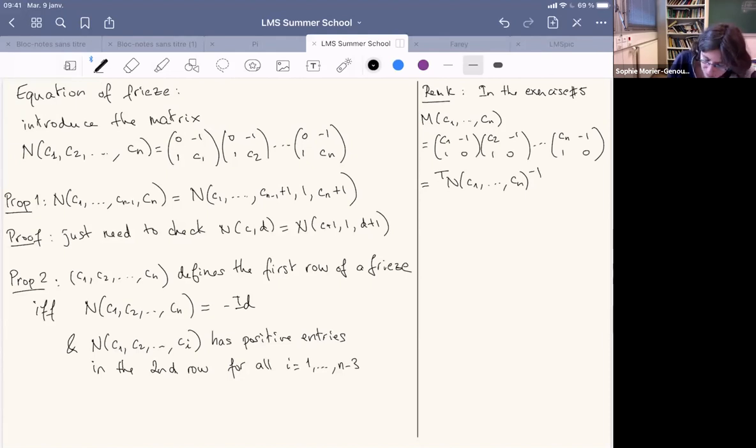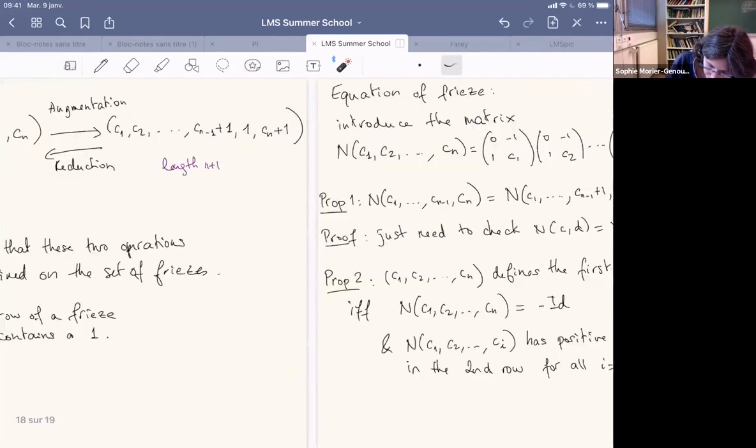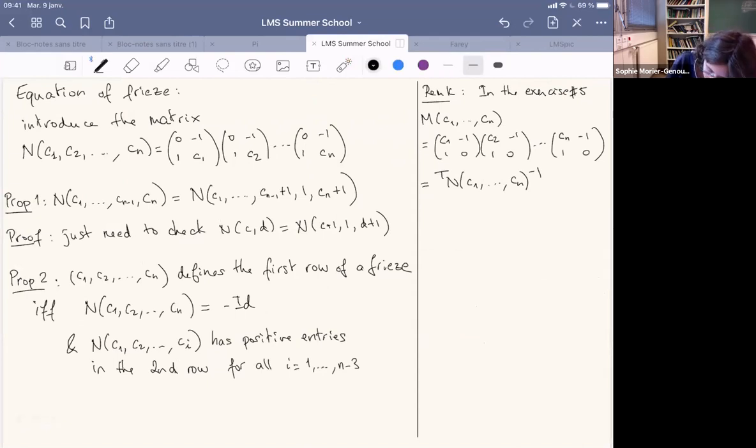Maybe I can also mention that this exercise will help us to prove the lemma. Remember, the lemma is here. So we will be done with this lemma. The lemma of the previous slide is proved by exercise 5, question 3, and by proposition 2.